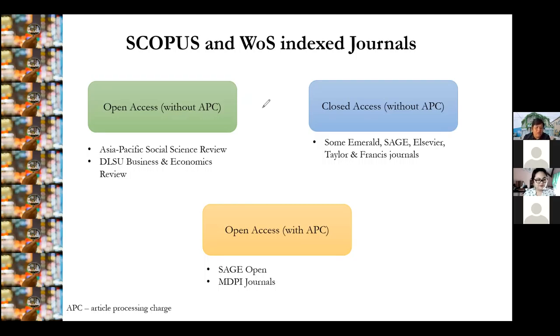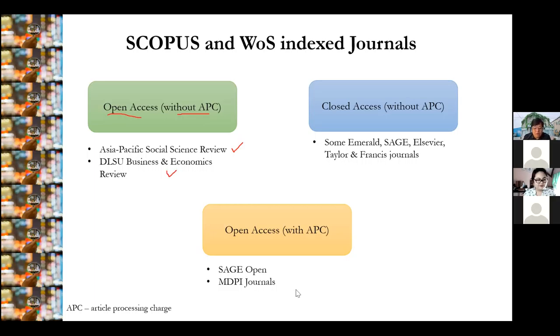Like for example, in our school, we do not shoulder publication fee. Okay, so tendency, ang mga faculty members namin, they go for publication for open access without APC kasi marami din sila. Sobrang dami. Like for example, Asia Pacific Social Science Review, De La Salle Business and Economics Review. There are also journals in our neighboring countries like in Malaysia na published ng mga different university that they are open access and they are indexed in Scopus and you do not need to pay. Okay? So these are the different models.